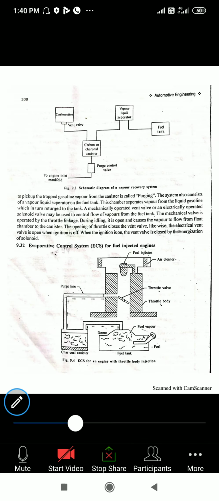So the evaporation control system, ECS, for fuel injected engines, that also we are going to study over here. A systematic diagram has been shown, ECS for engines with throttle body injection systems, that also we are going to study in this module.